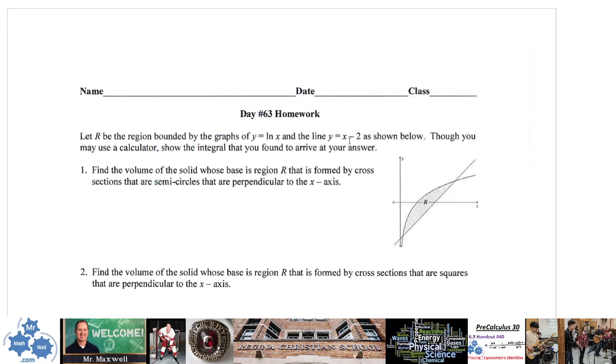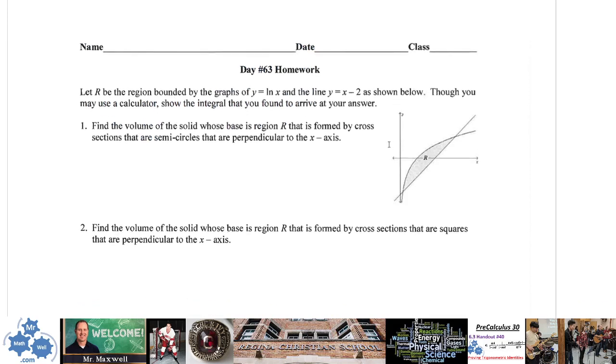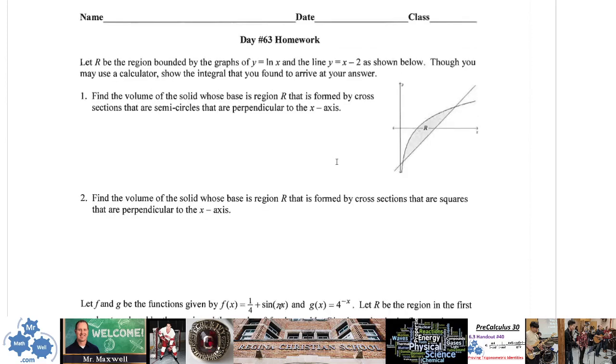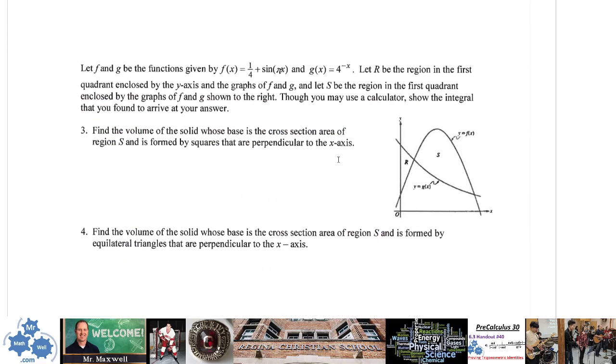All right, so here's the homework questions. You should have a printout of this. You can print this out from my website, or maybe on your Google Classroom if you're in my class. But here are the questions.